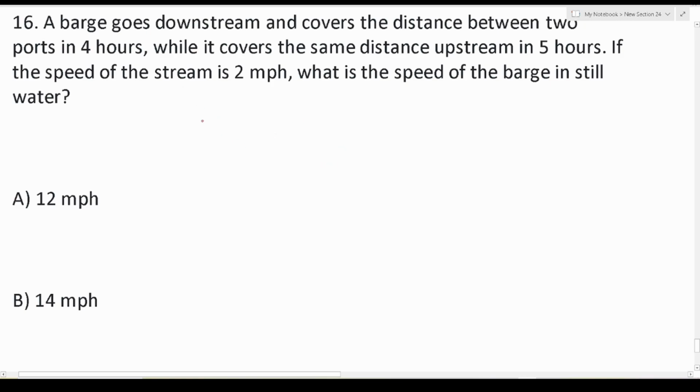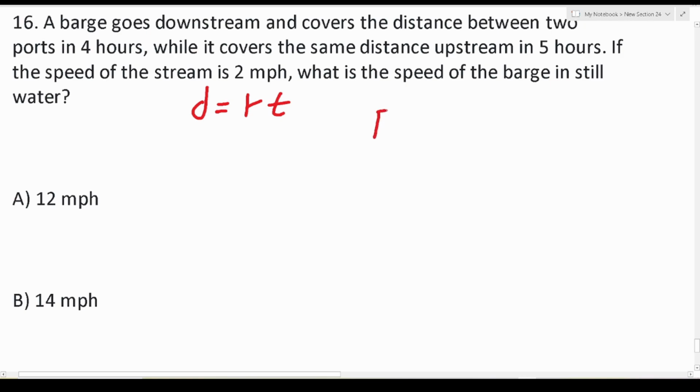So we're dealing with distance, rate, and time, so we know we're going to use the formula d equals RT. That said, we have two different scenarios here. We have this barge going downstream and then upstream. So let me illustrate that with a little diagram here.